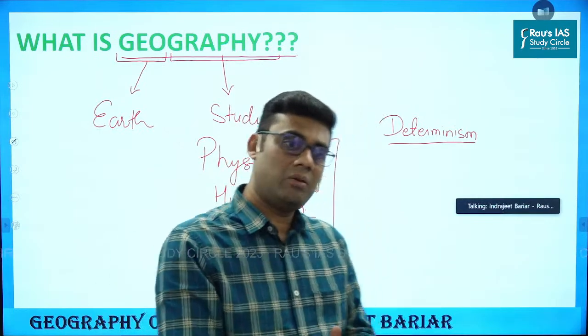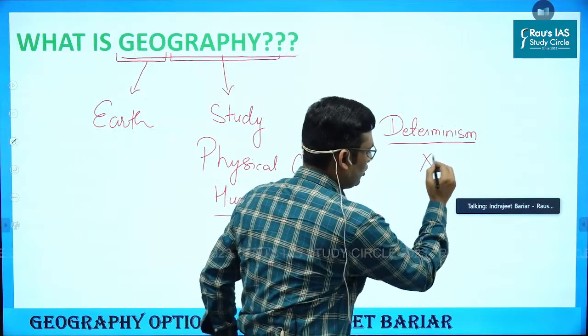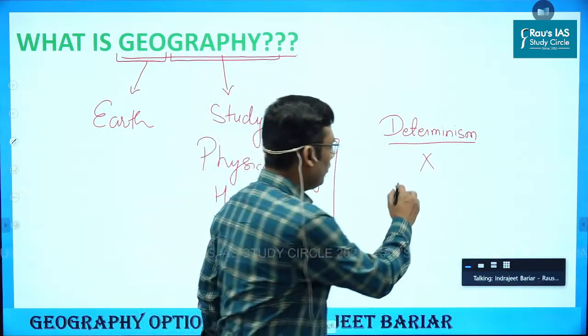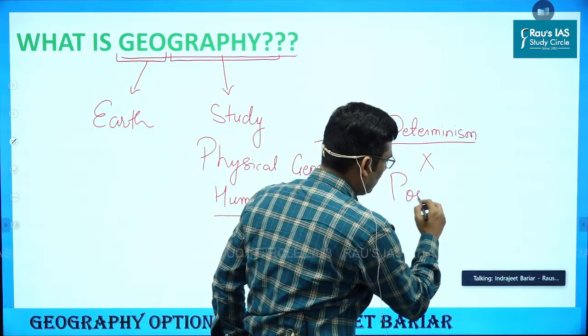But when this came up, absolutely there was an opposing school which came up now, which has been called possibilism.